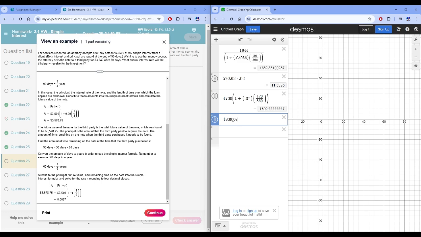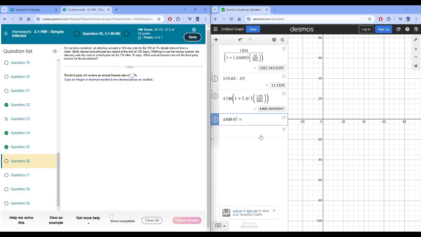0.67 is going to be equal to the selling price, which was 4770. Oh, I got 4770, and then it's 1 plus the rate times time. We don't know the rate, but I do know the time is going to be for 90 days. So that's going to be 90 out of 360, right? Well, obviously there's an R here.